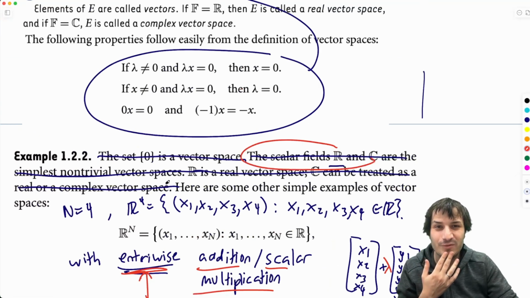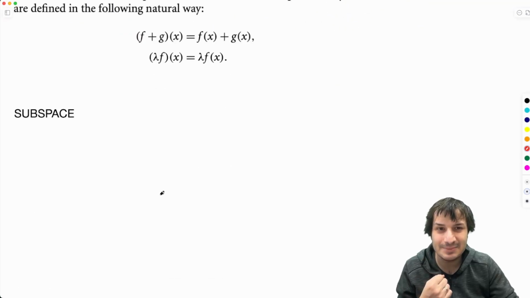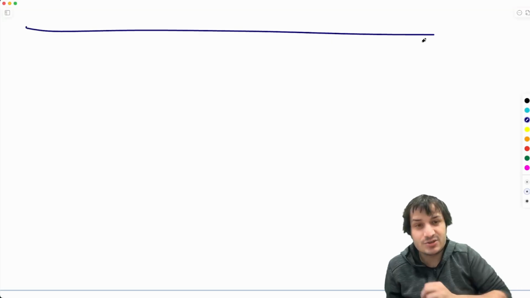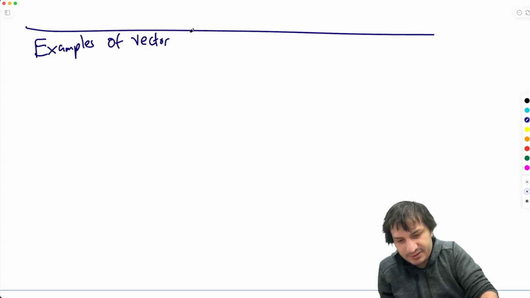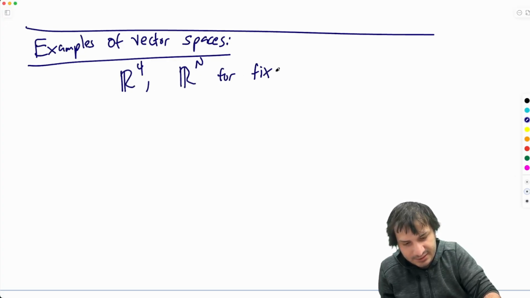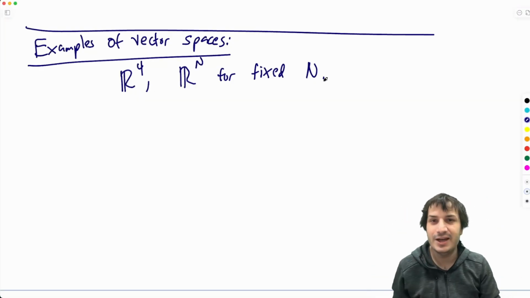Okay, so that's a very sort of boring example. There's a more exciting example over here. Before I do the more exciting example and before I say what a subspace is, let's do a couple more examples that I have written down. So we had examples of vector spaces. We had R4, and in general, you can have R to the n for fixed n. R to the 100, R to the 100 million, it's all fine.